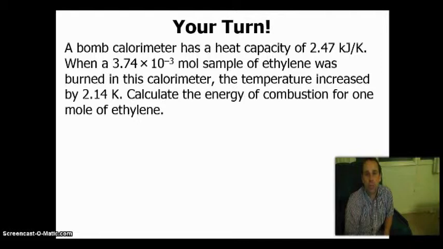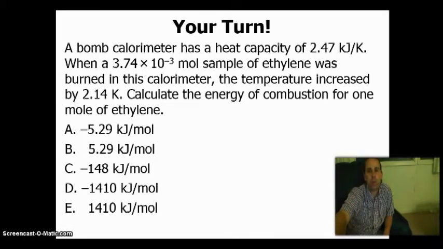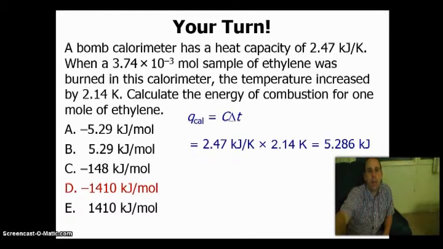Well, 2.47 kilojoules for every degree Kelvin, and it was 2.14 Kelvin. So we're going to take our 2.47 and multiply it by our 2.14, right? And that will tell us how many kilojoules of energy was released by this process. Now, this wasn't a whole mole of the stuff. It was only 3.74 times 10 to the minus third mole. So if we take that value, 5.286 kilojoules, and put it over the 3.74 times 10 to the minus 3 moles, it'll tell us how much energy was released. Okay?